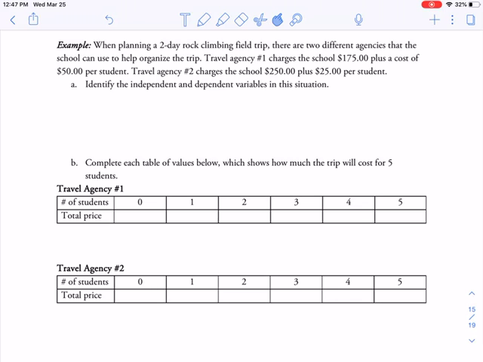Okay, so we're seeing that travel agency 1 charges the school $175 plus $50 per student, while travel agency 2 charges the school $250 plus $25 per student. Okay, and so we want to figure out which one is going to give the school the better deal depending on how many kids are coming. Okay, so independent and dependent variables.